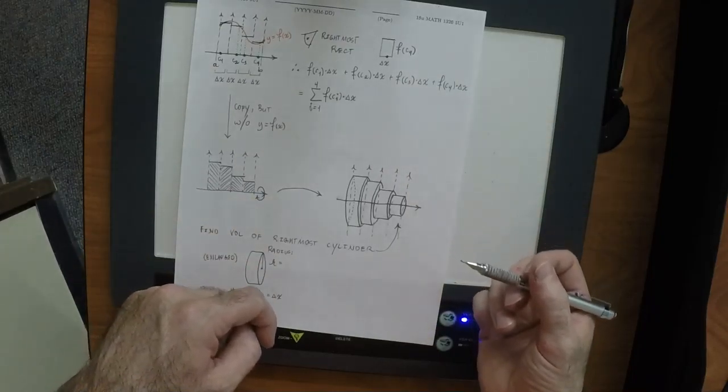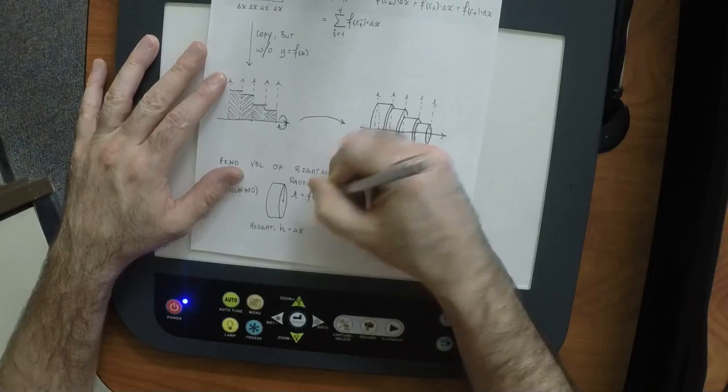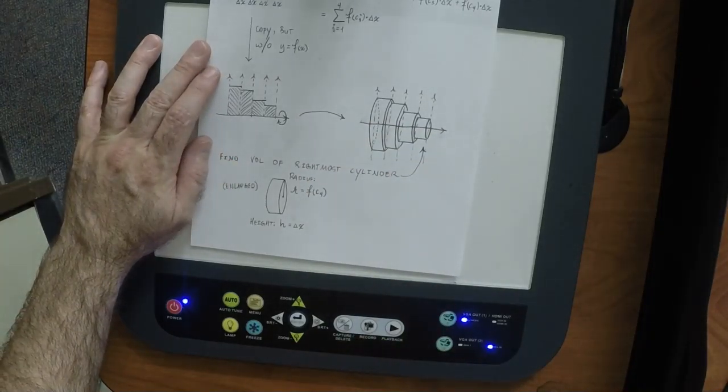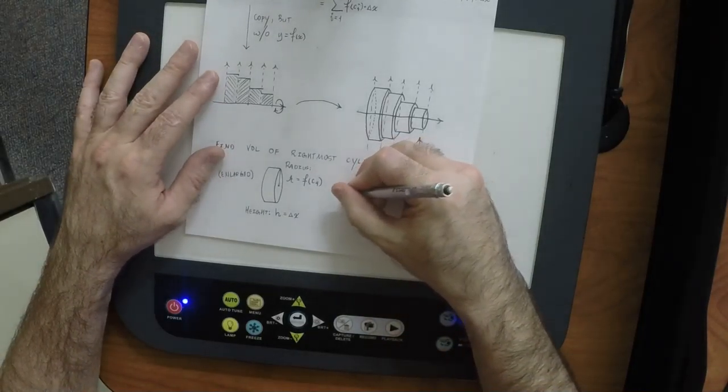It's f of c4, right? So the radius is f of c4. Those are the two measures that are necessary to find the volume of a cylinder.